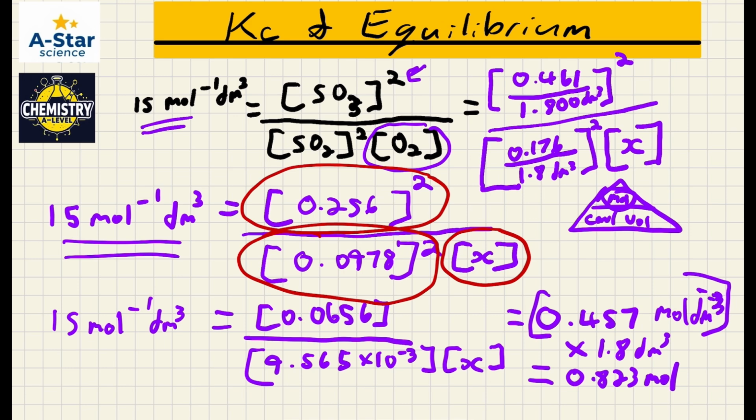So whether you have to do an ICE table to find out the amount of moles at equilibrium, or you have to work backwards from a Kc. Remember, you can find Kc by just doing products over reactants and making sure that you use the number of moles as subscripts, and it will be quite easy.